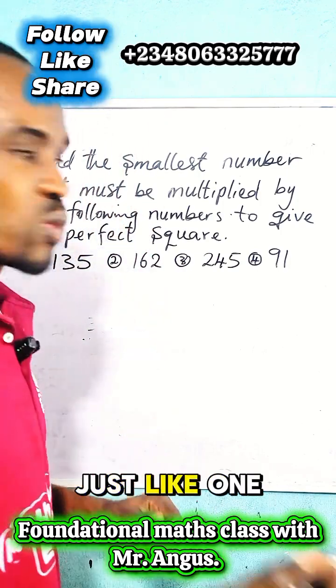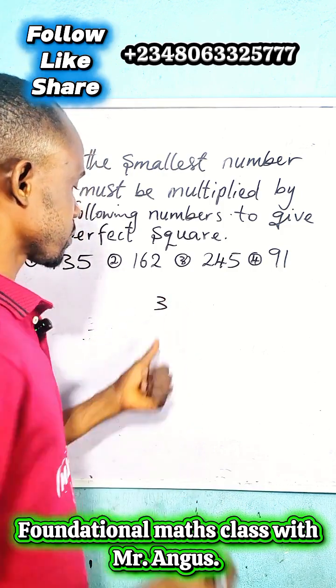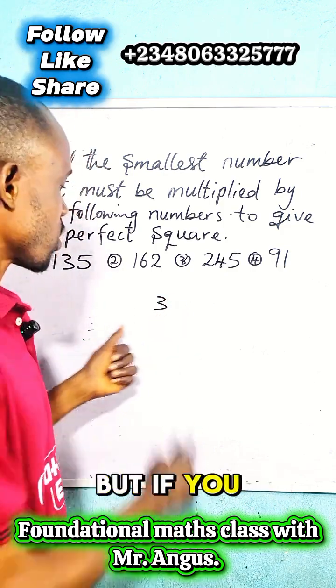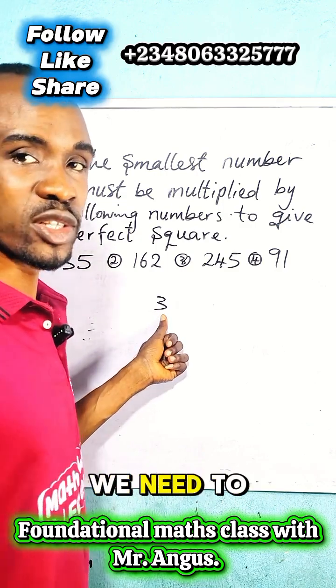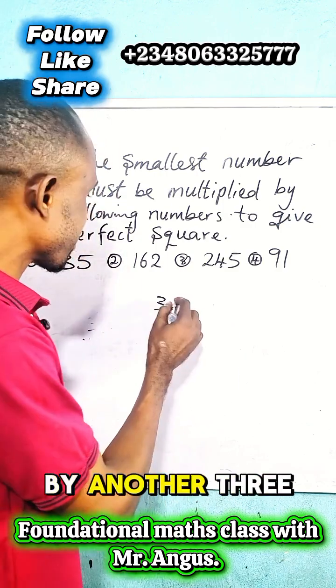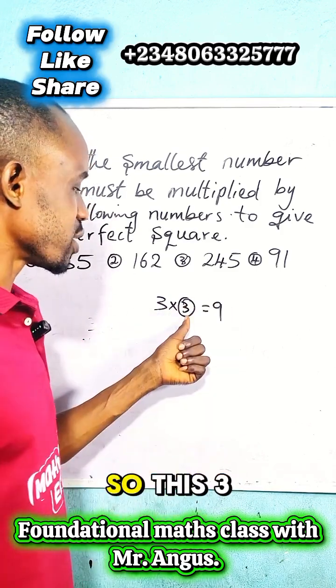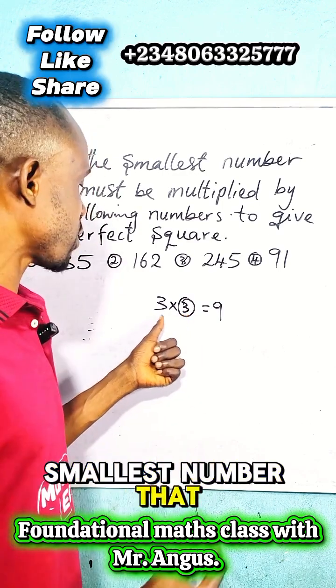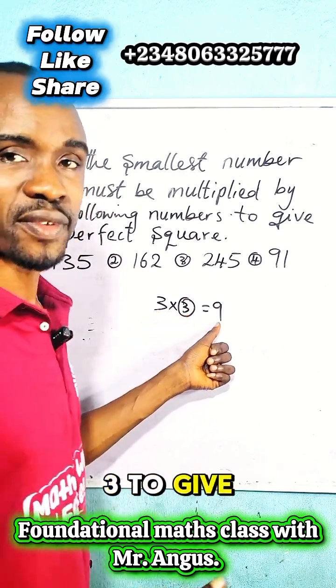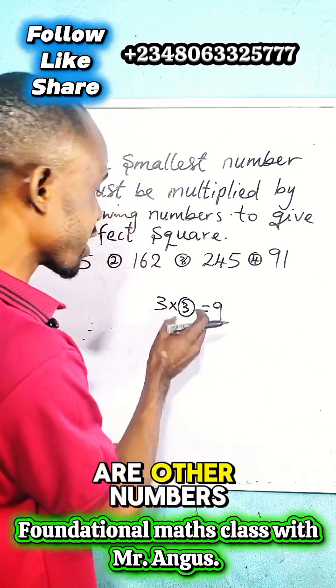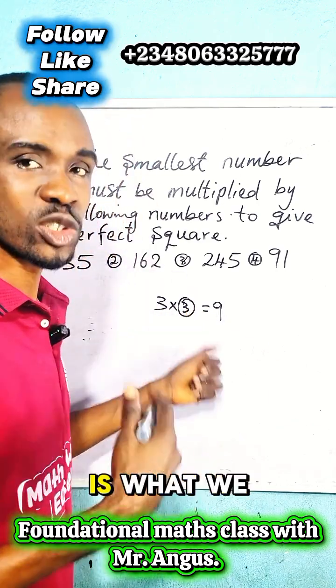Just like when we have 3. 3 is not a perfect square, but if we want to make this a perfect square, what do we need to do? We multiply it by another 3. And that will give us 9. So this 3 now is the smallest number that we can multiply by 3 to give 9. Meaning that there are other numbers, but this list is what we need here.